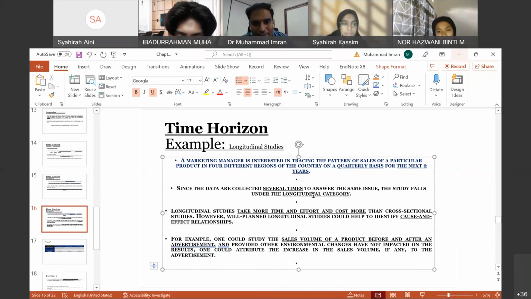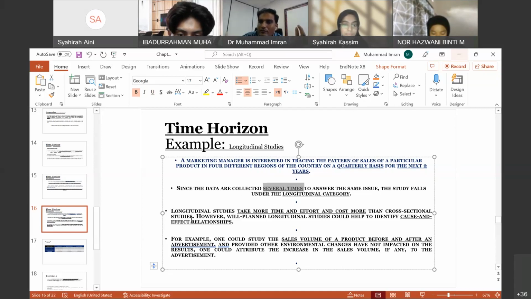From here, we can also see a marketing manager is interested in tracing the pattern of sales of a particular product in 4 different regions of the country on a quarterly basis for the next 2 years. Since the data are collected several times to answer the same issue, several times meaning more than 1 time, the study falls under the longitudinal category.